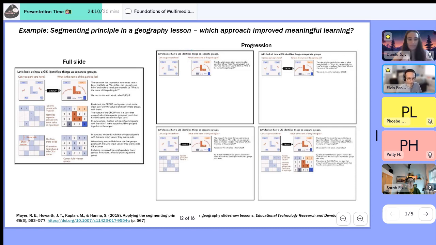Yep. Cognitive overload on the first one. Right. Yep.